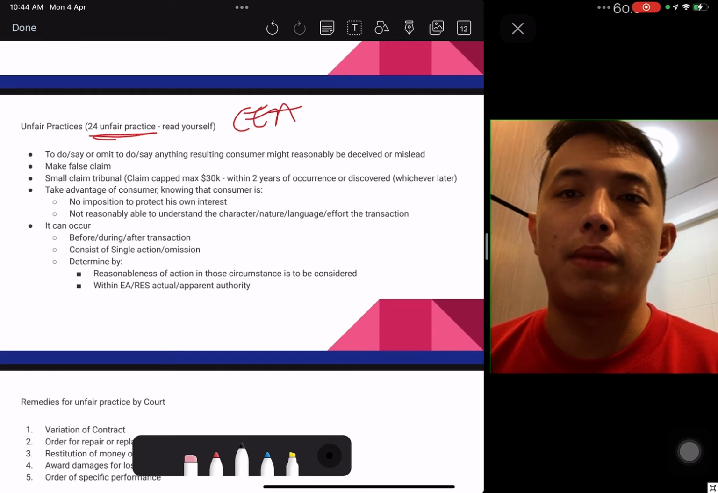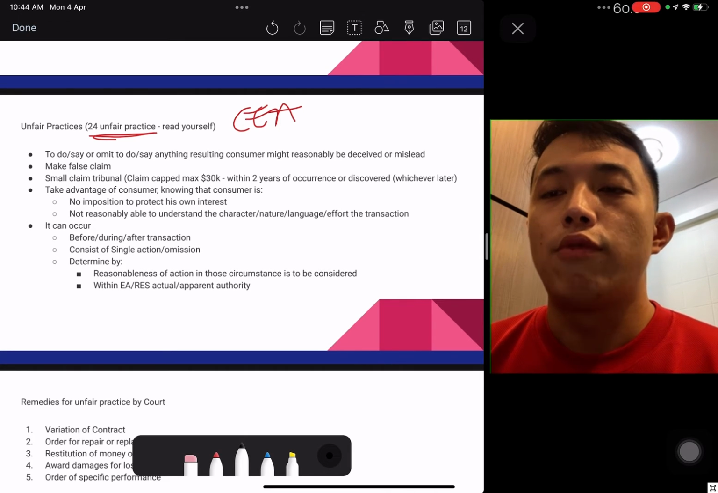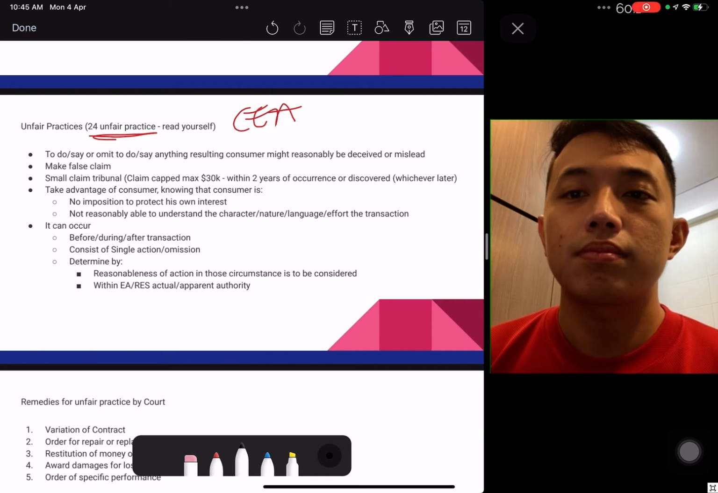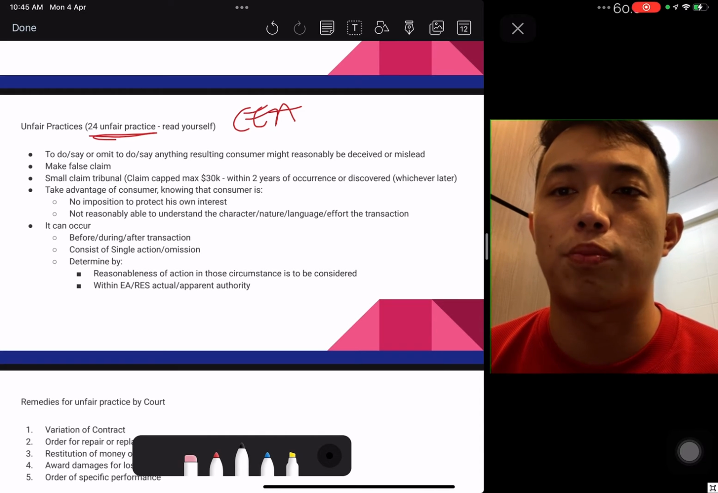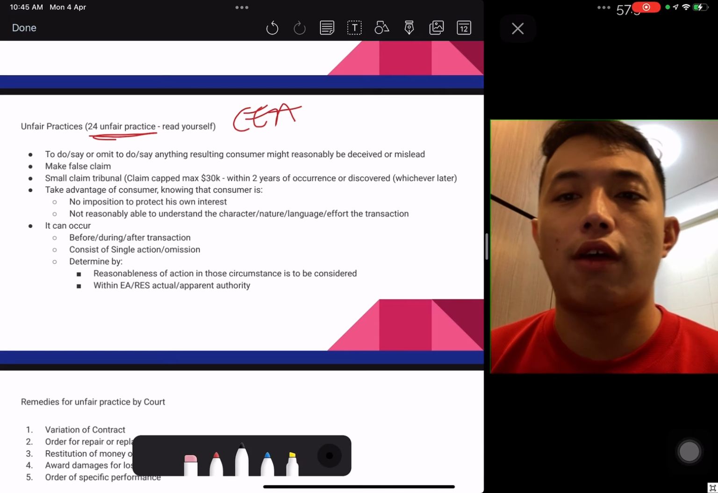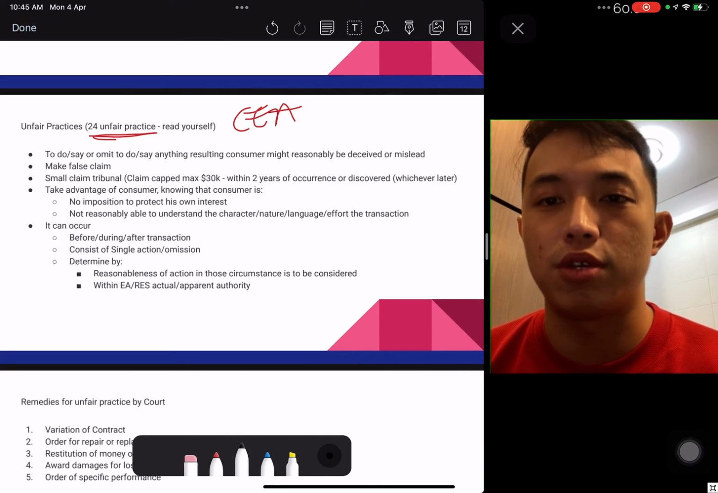Any false claim can be brought to the Small Claims Tribunal, capped at $30,000, within 2 years of occurrence or discovery, whichever is later. So it covers taking advantage of a consumer, knowing the consumer is not in a position to protect their own interest or does not understand it. It can occur before, during, and after a transaction. It can consist of one action or multiple actions or omissions.